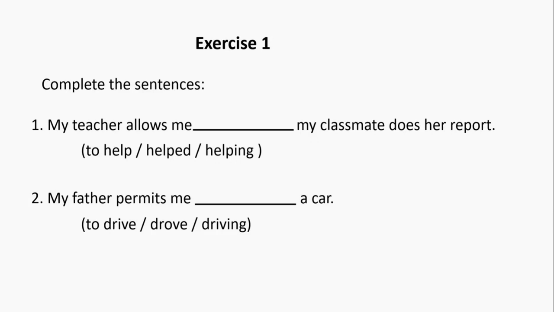So, number 1 is to help. My teacher allows me to help my classmate do her report. So, it's the infinitive. And number 2 is the same. My father permits me to drive a car. This structure, guys, also takes the infinitive.